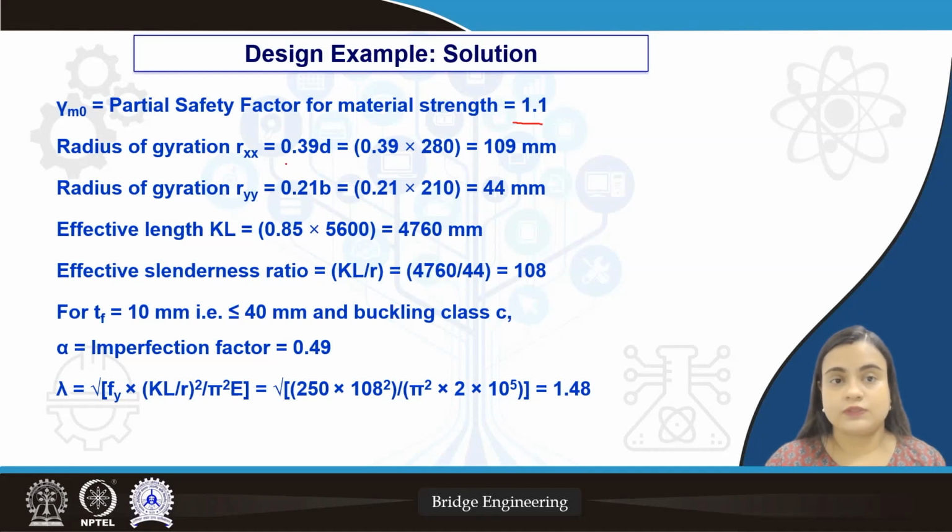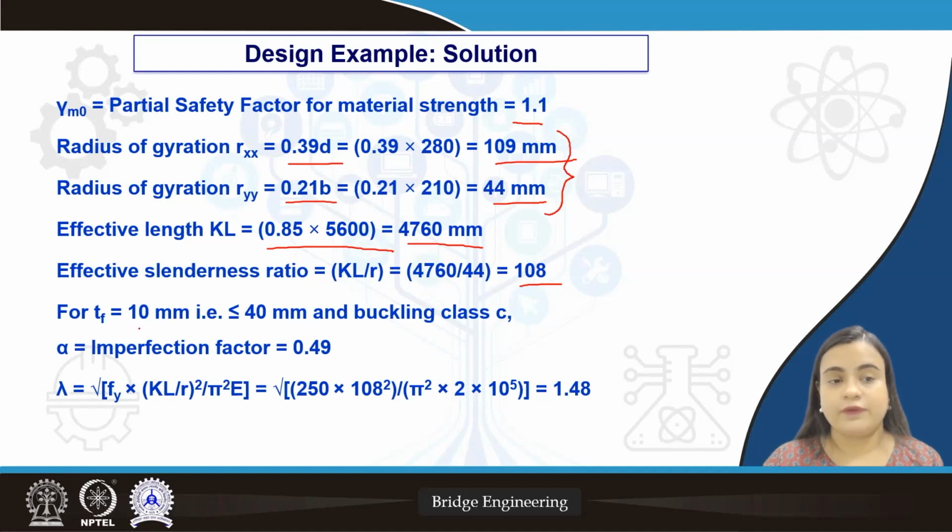Radius of gyration for the section is taken to be 0.39 d, that is equal to 109 millimeter. Radius of gyration RYY is taken to be 0.21 b, that is equal to 44 millimeter. So the effective length KL is taken to be 0.85 times the length, that is 4760 millimeter. Effective slenderness ratio will be KL by R, that is equal to 108. The larger of the two has been considered.